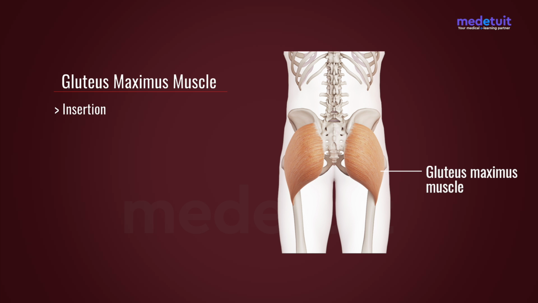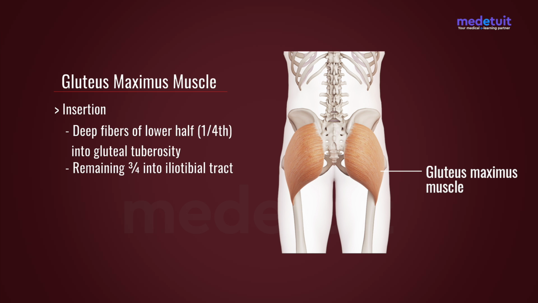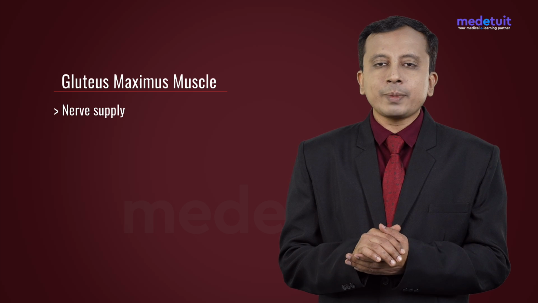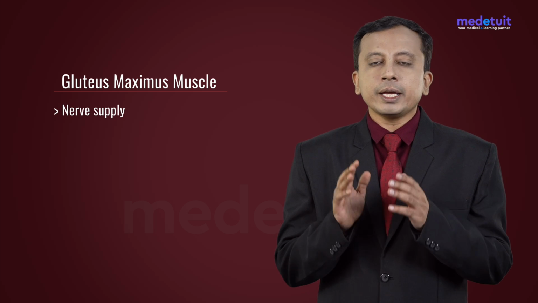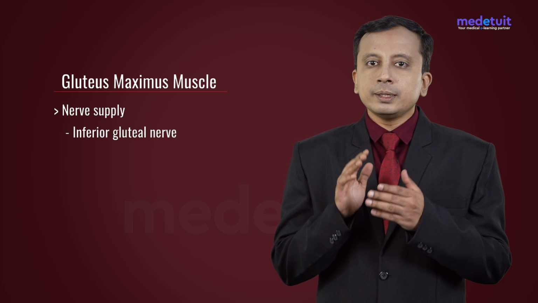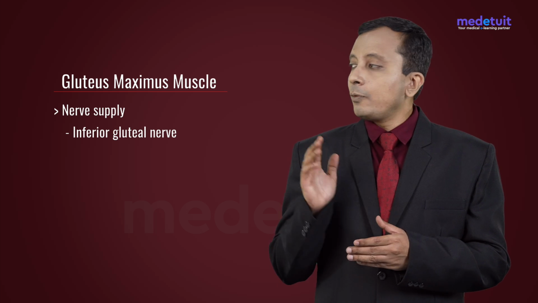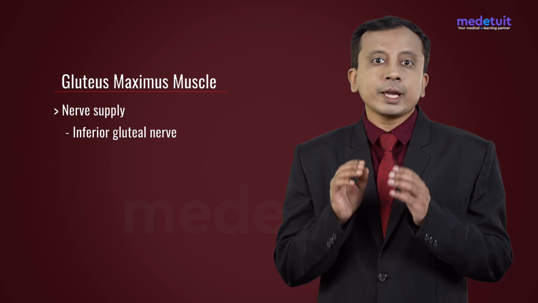Insertion of this muscle, it is in two parts. The upper 1/4 fibers, which are the deep fibers, will be going downwards and get inserted to the gluteal tuberosity. Rest of the 3/4 muscle, the superficial and deep fibers, will be going down and getting inserted to the iliotibial tract. Nerve supply of gluteus maximus muscle, it is supplied by inferior gluteal nerve. This has branches from ventral rami of L5, S1 and S2.